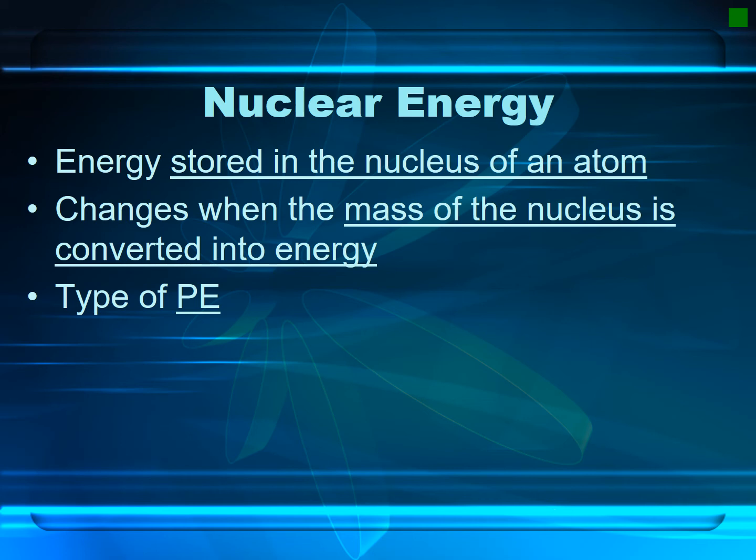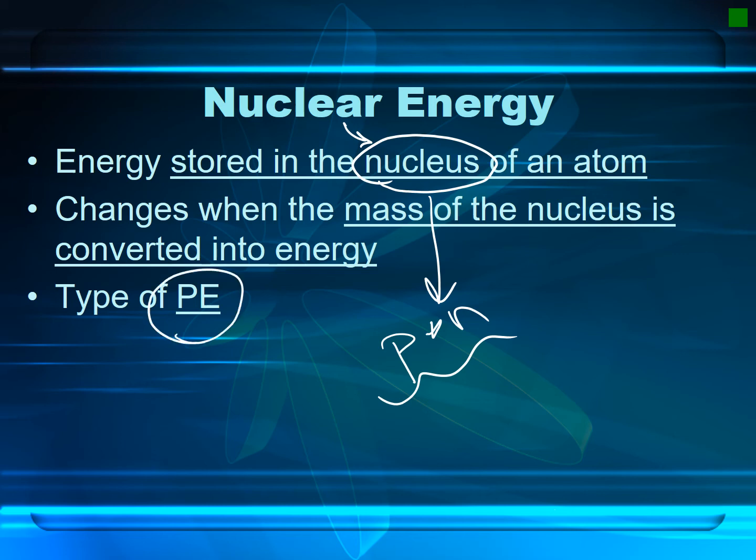The last one is nuclear energy. Nuclear energy is the energy that is found in the nucleus. If I change any aspect of the nucleus, what's in the atom's nucleus? We have protons and neutrons. If I change any aspect of that, I release or absorb more energy. This is also a type of potential energy. So if I change anything within the nucleus, I am changing its nuclear energy.